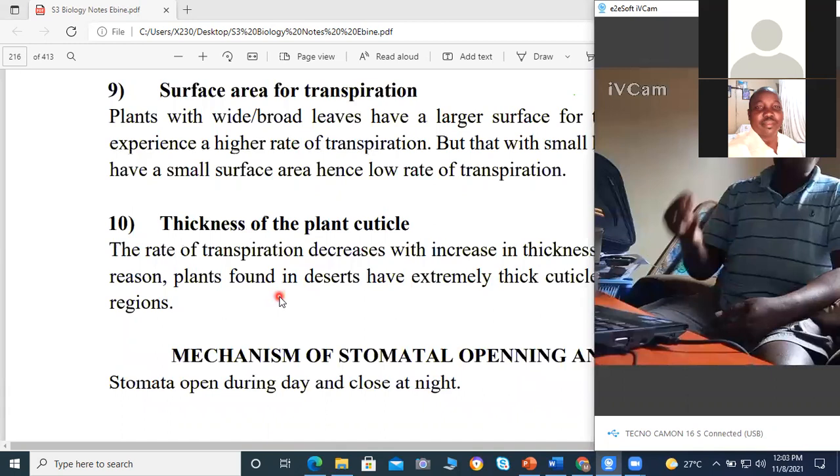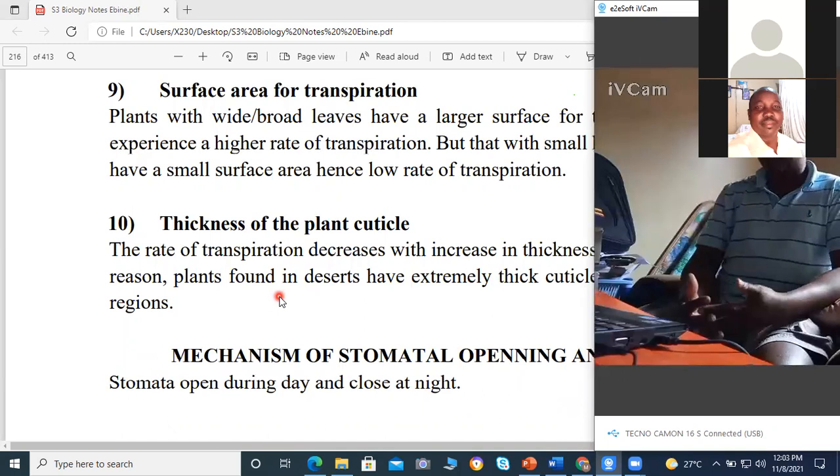These are non-environmental factors. Remember, environmental factors are different; the number, area and thickness have to do with the plant itself.